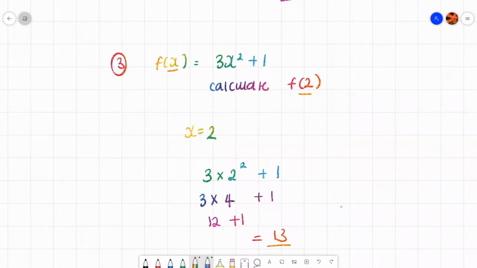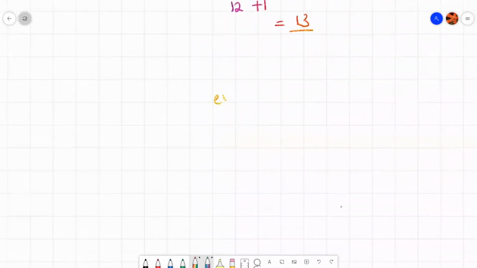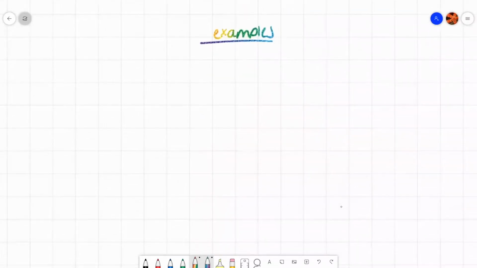Right, okay, so that's pretty simple and straightforward, isn't it? Now, things can get trickier from here, and I'll show you why and how. So that's just simple questions that you might be asked to answer in your exams. They're only worth 1 or 2 marks. This gets more complicated, so let's have a look at more complicated examples.